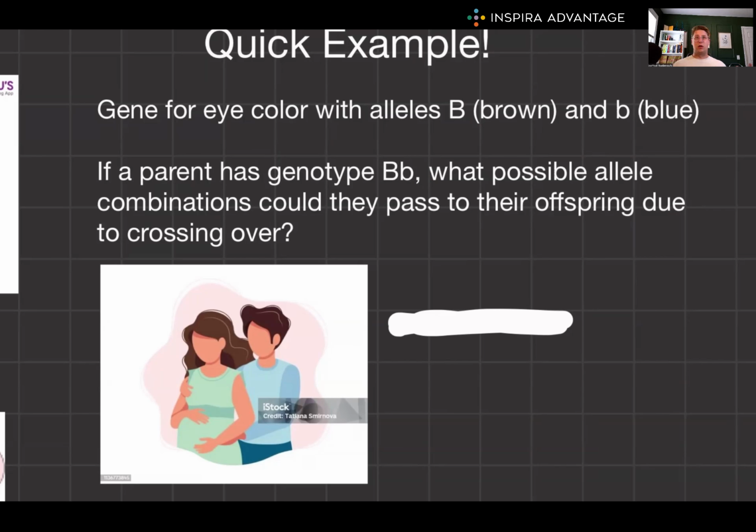This one is not a trick question. It is just big B or little b. Despite crossing over, each gamete will still only receive one allele for this gene. However, crossing over can create new combinations of alleles for different genes on the same chromosome.